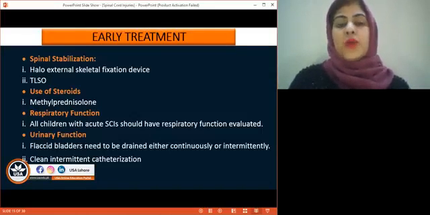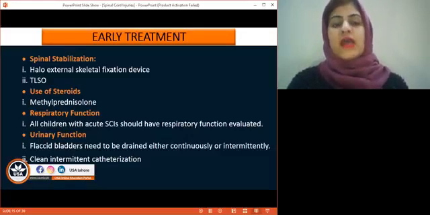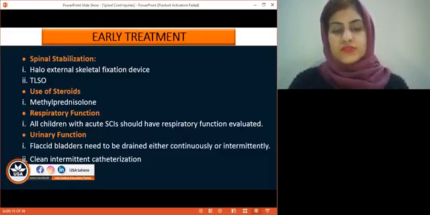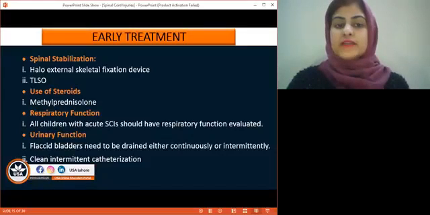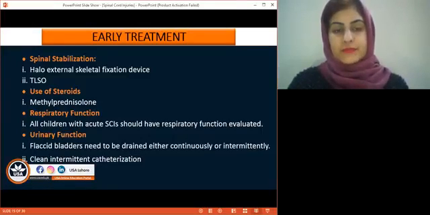The early treatment required for spinal cord injuries includes spinal stabilization. In spinal stabilization, we can use halo external skeletal fixation devices and thoracolumbar spinal orthosis. Other than spinal stabilization, use of steroids can also be done. You can use methylprednisolone, which may be of great help in spinal cord injuries.